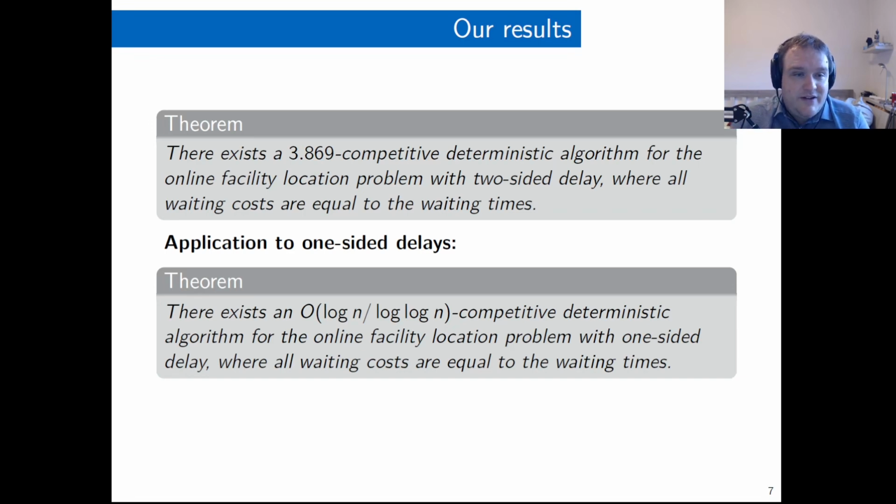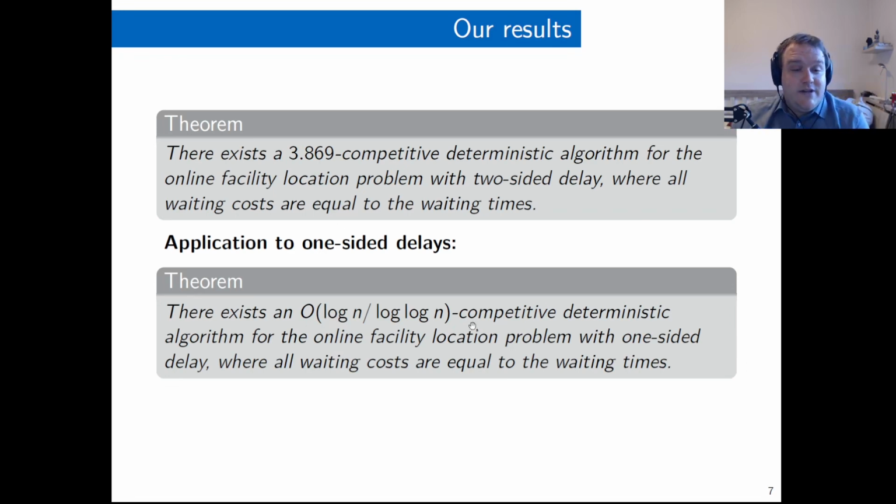So our first result is that there exists a 3.869 competitive deterministic algorithm for this model, online facility location with two-sided delay, where all delays are actually linear. And in fact, we can also show an extension that applies to one-sided delays. So there exists an O(log n over log log n) competitive deterministic algorithm for the one-sided delays, where we of course use this two-sided delay model.